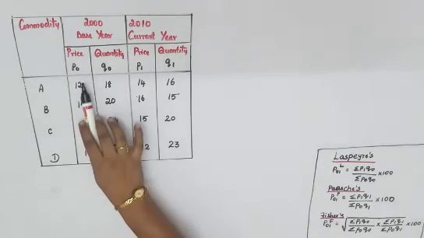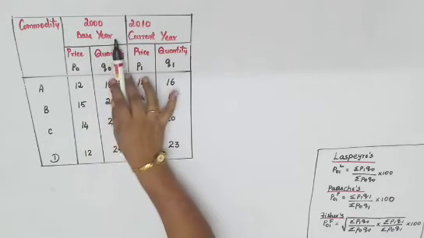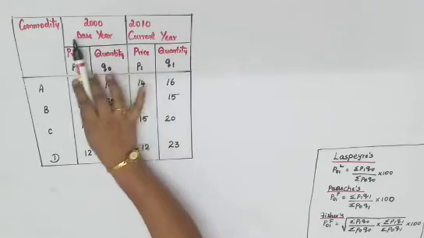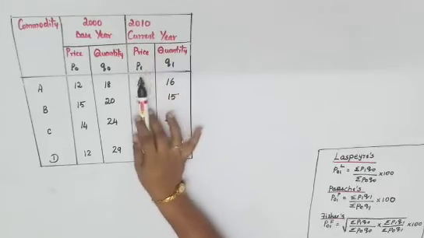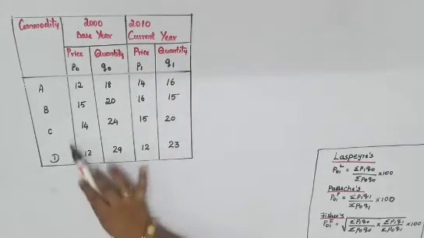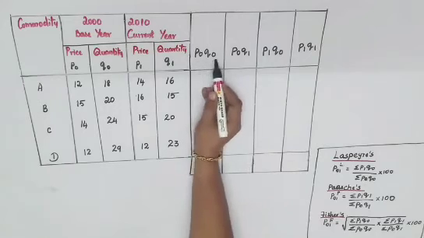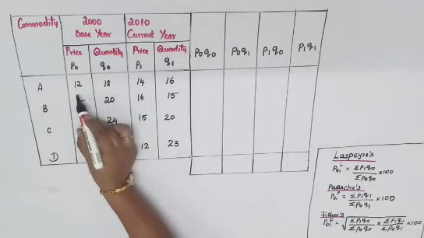So I just wrote it here. Price for the base year is P0, and quantity for the base year is Q0, so for the base year you write naught. For the current year, price is P1 and quantity is Q1. Keeping all these four sets of data, you multiply and get your columns. First is P0Q0: P0 is here, Q0 is here.